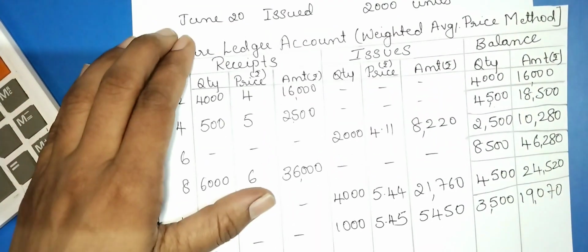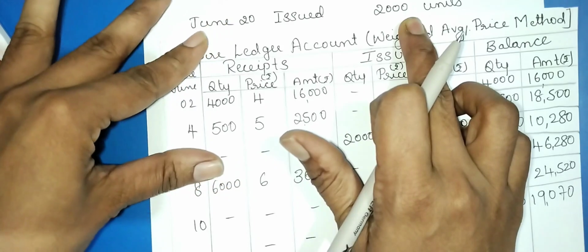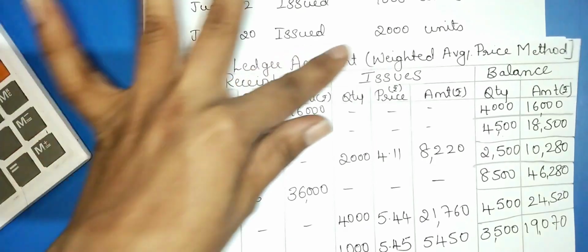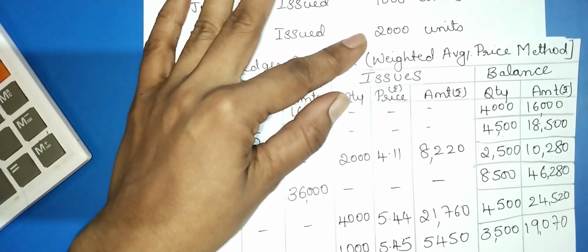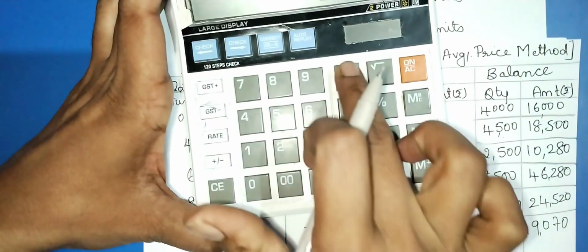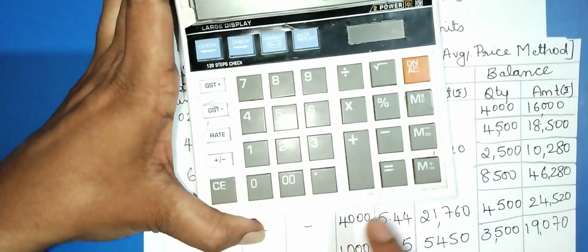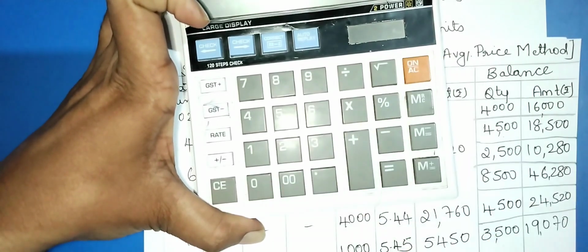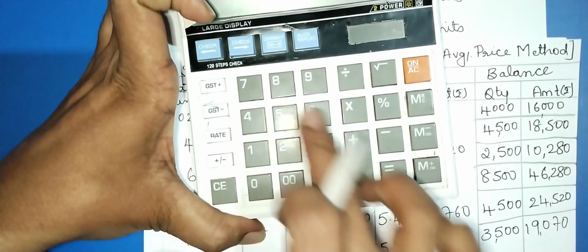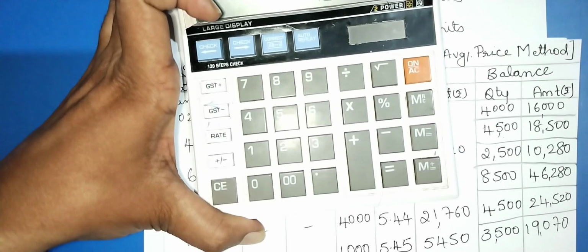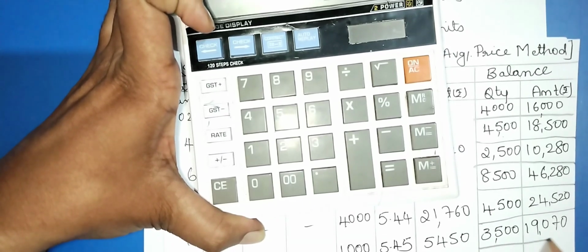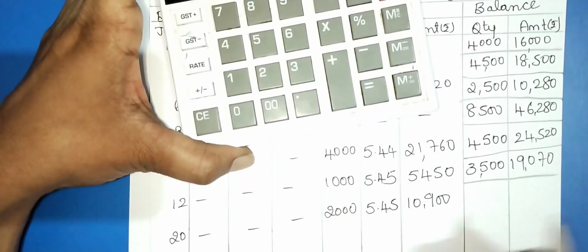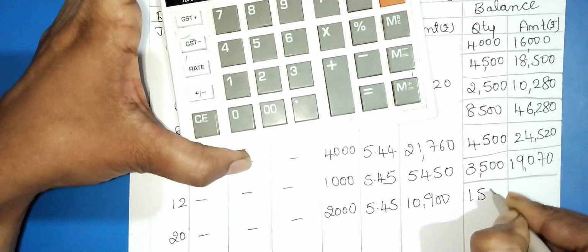Okay. The next transaction is on 20th. Issued 2,000 units. Again we have an issue on 20th. So 2,000 we are issuing. Rate: 19,070 divided by 3,500 is 5.45. Right. Now 2,000 into 5.45 is 10,900. So what is the balance? Out of 3,500 issued 2,000, the balance is 1,500.